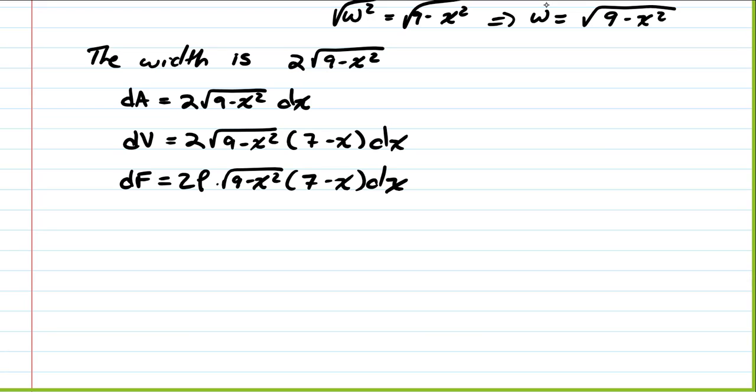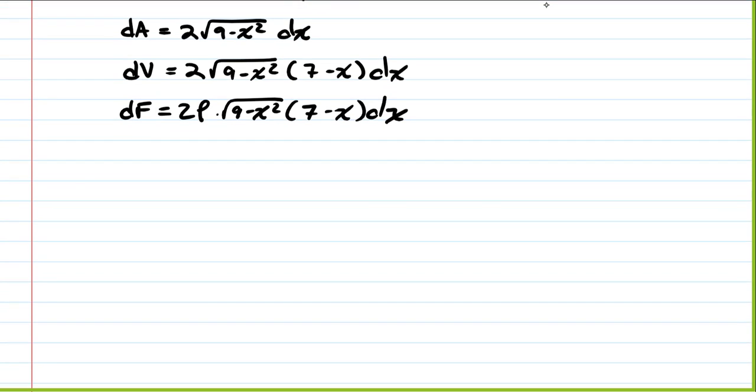So now we need to integrate this thing to find our force. So it's the integral, pulling our constants out, so 2 times rho, and then we're left with the square root of 9 minus x squared times 7 minus x dx.